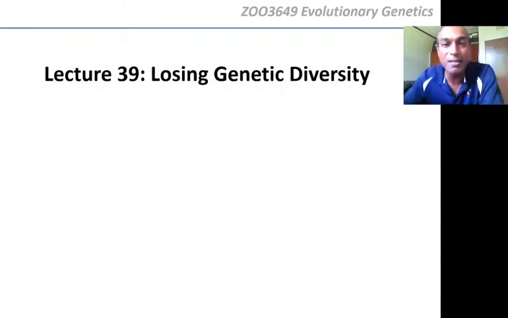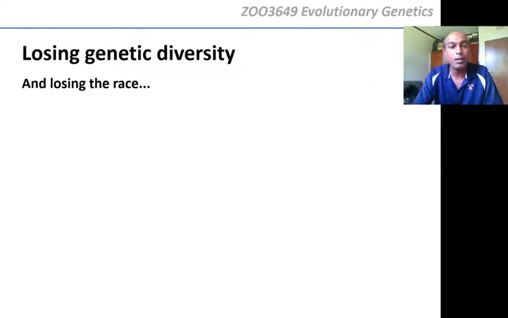Endangered species suffer. Conservation suffers. And that's why we're discussing this in the molecular ecology section, because now, how are we going to use all the theories we learned to prevent populations from losing genetic diversity thanks to genetic bottlenecks? So that's what we're going to be talking about in this lecture. So we are losing diversity.